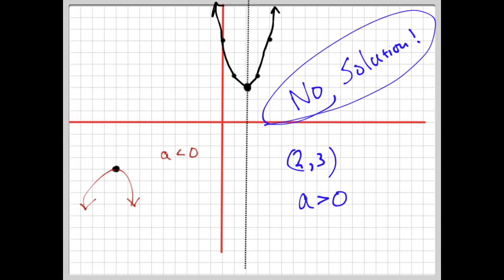Does this make sense? Any questions? All right, let's move on to the homework.